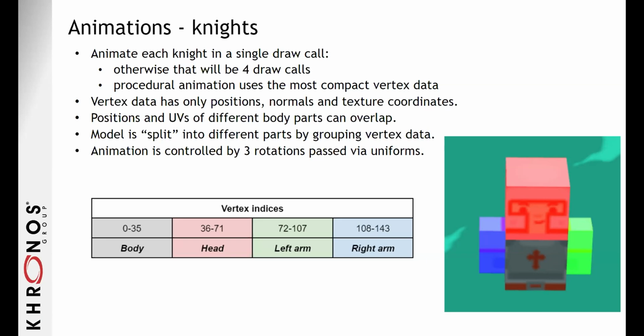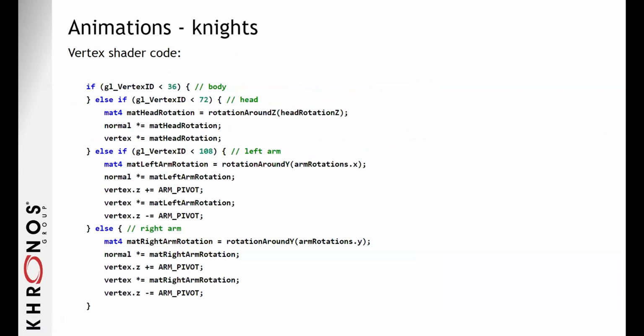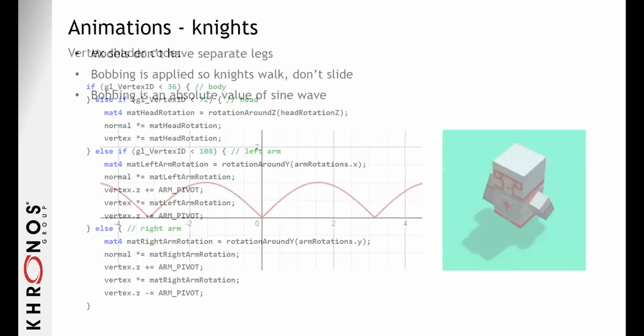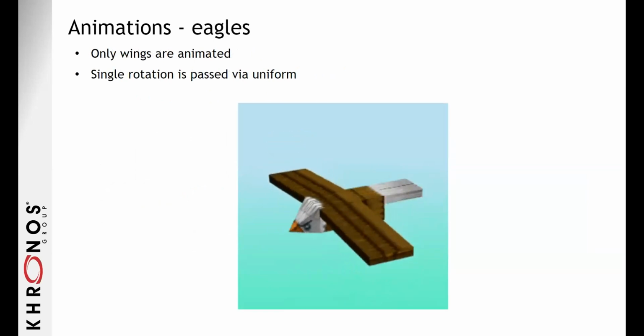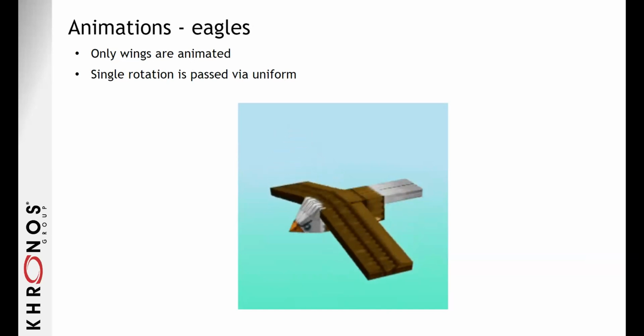Animation is then controlled by 3 rotations passed in one uniform. Here's an example of shader code. It uses gl_VertexID to detect different body parts. Because of the model's simplicity, it doesn't have separate legs. So for better walking animation, a simple bobbing is added. This bobbing is just the absolute value of a sine wave, which creates a rather convincing illusion of walking. Eagles are animated with a very similar shader, but it takes only a single rotation uniform because there are fewer moving parts.